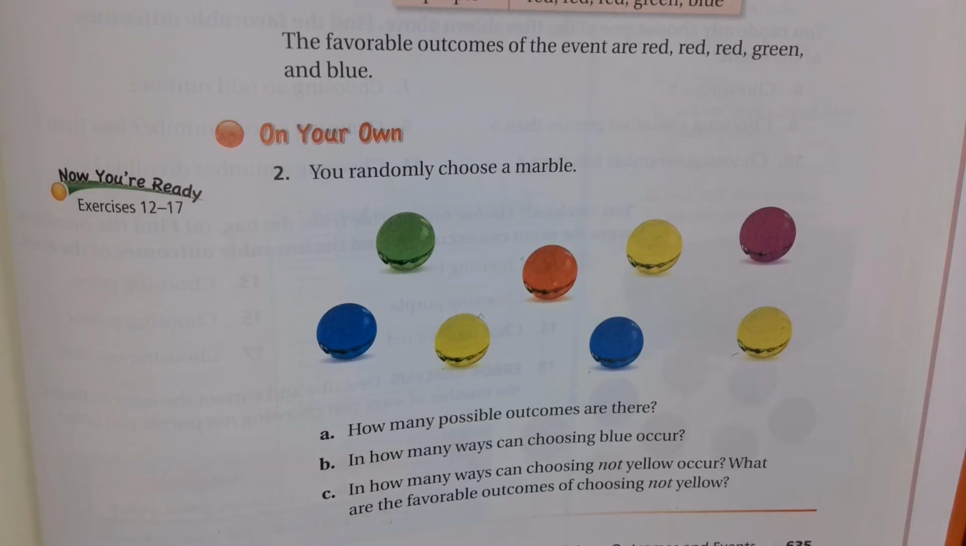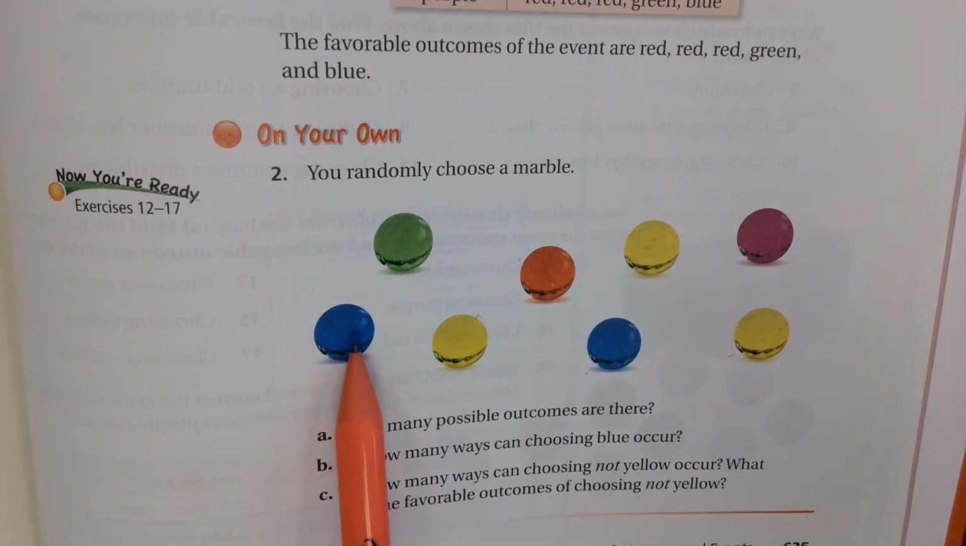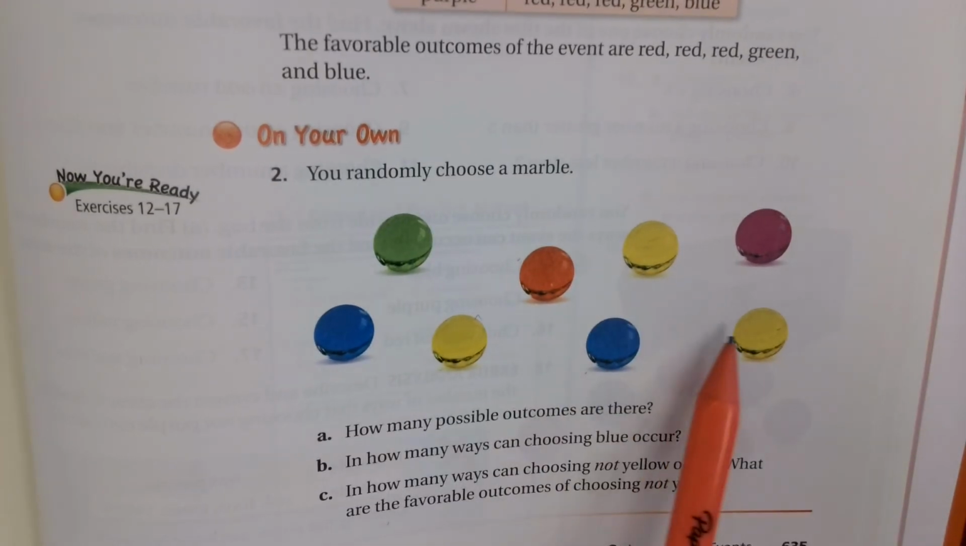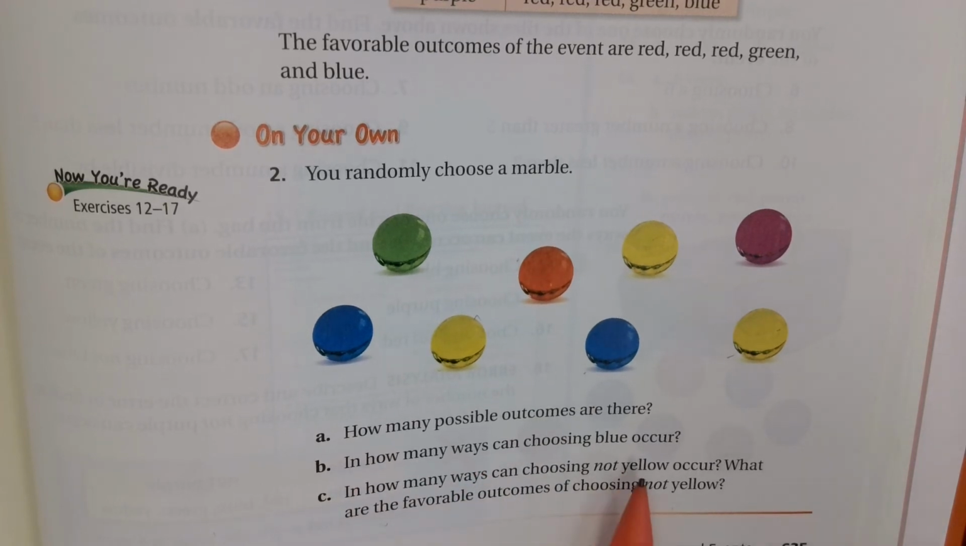Okay, so on page 635, number 2, it says you randomly choose a marble. So how many possible outcomes are there? So what you're going to do is count. 1, 2, 3, 4, 5, 6, 7, 8. So there are 8 possible outcomes. B, in how many ways can choosing blue occur? Well, there's 2 blue ones, so that's going to be 2 ways.